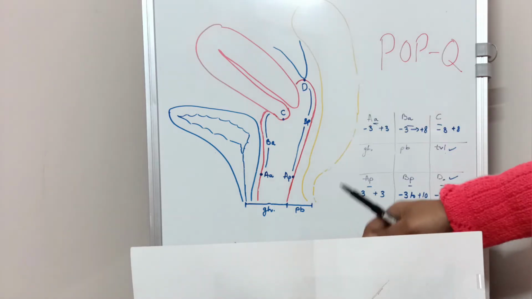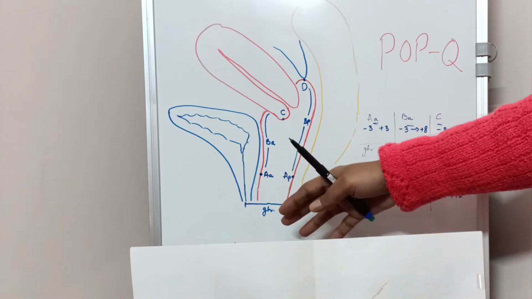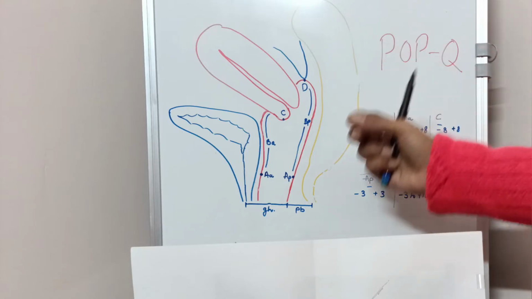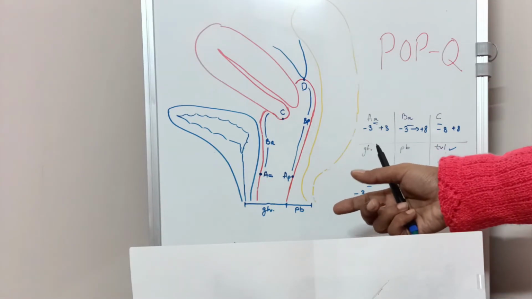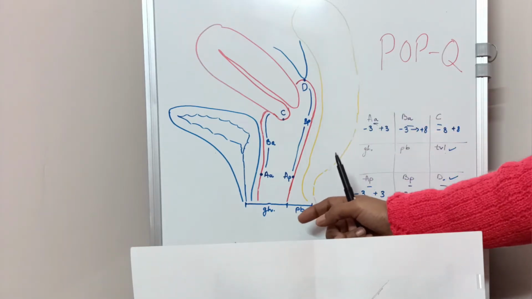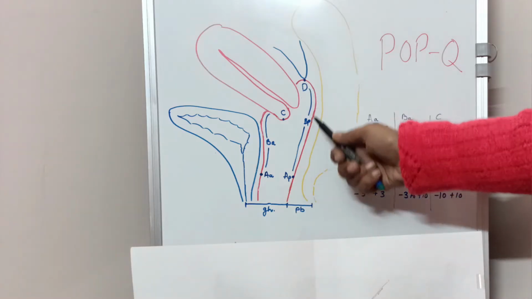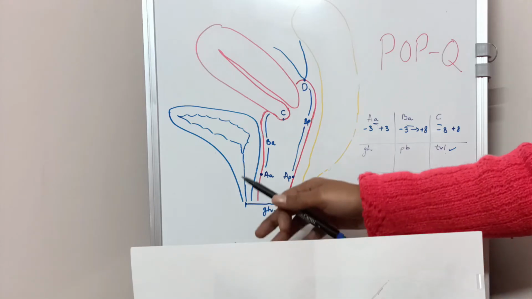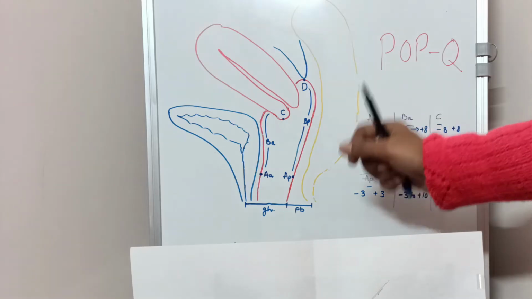And the next is stage 4, which means that the whole of this portion is outside the hymen, and we can also call it procidentia. Here it basically means that it is more than the total vaginal length -2, so anywhere downwards below the +8. It can be between +8 to +10. So this is our stage 4.